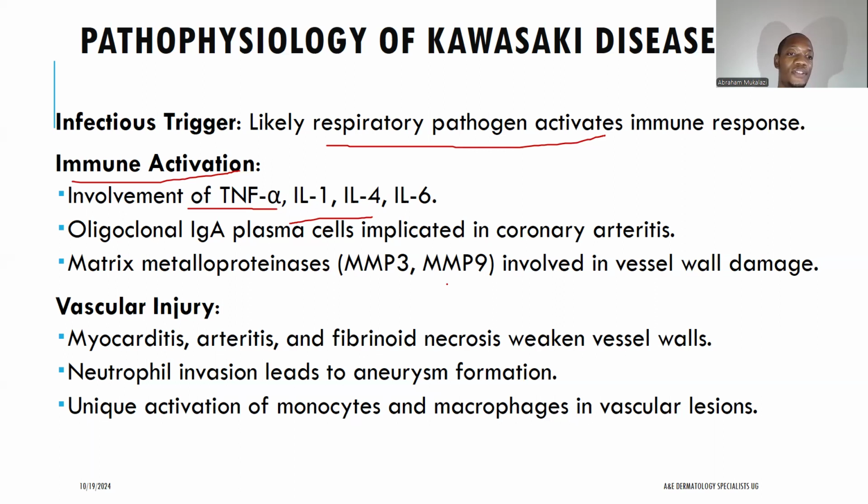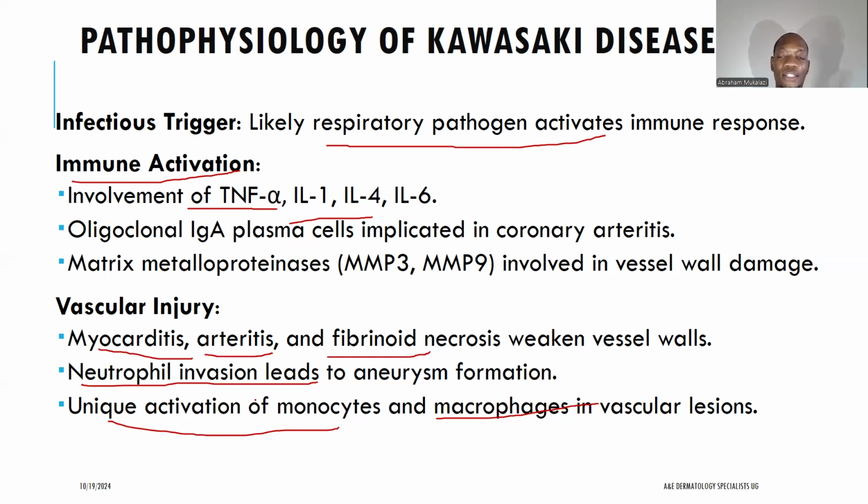So when you have this vascular injury, most of the time it can involve the myocardial tissue, that is the heart tissue, the arteries, especially the coronary arteries, and then you end up with fibrinoid necrosis that weakens the blood vessels, and then you have neutrophils that invade and lead to aneurysm formation within this vasculature. And sometimes you have a unique activation of the monocytes and macrophages within the vascular lesion.